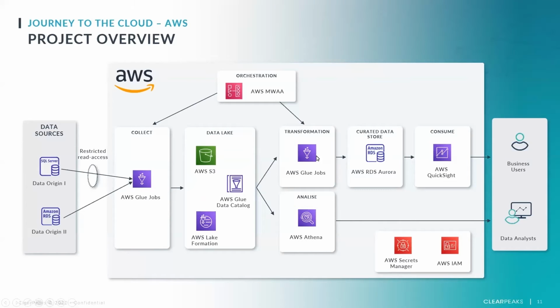So the transformation layer, which is implemented by Glue jobs again, is the one in charge of implementing this business logic. The result of these transformations is stored in a data warehouse, where we have the fact, dimension, and aggregated tables. This was an RDS Aurora database. Who was in charge of orchestrating that?